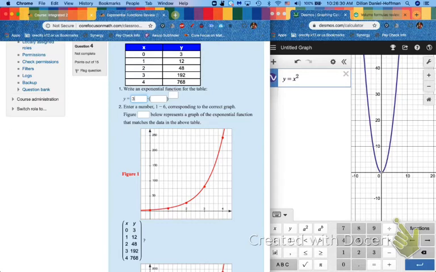Then our multiplier, well, we're not given that now. So we have to figure out, okay, what do I multiply from going from top to bottom to get my next bottom term?